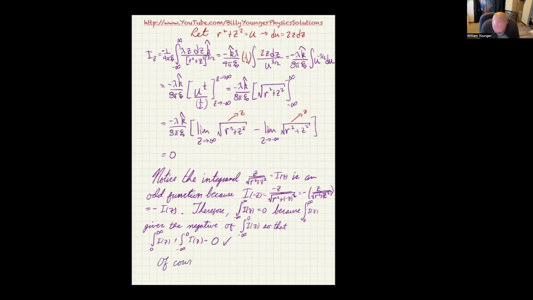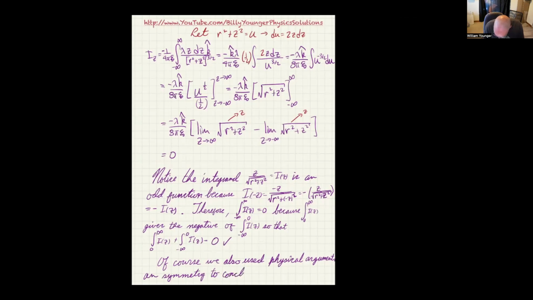Of course, we also used physical arguments and symmetry to conclude the integral is 0.